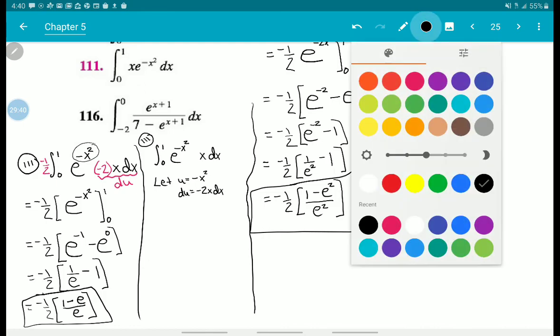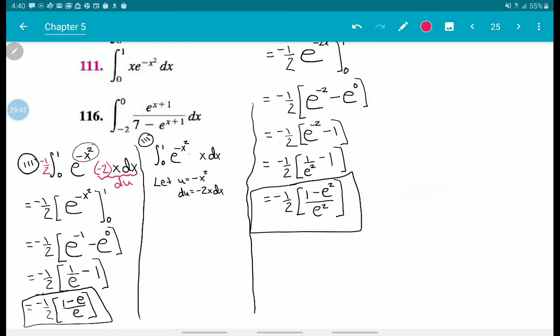So this is where we would say we're missing that negative 2. We can multiply it in as long as we compensate with a negative 1/2. So then when we do our rewrite, we would have negative 1/2 times the integral of e to the u times du. That negative 2x gets absorbed into that du. But this is where we have to figure out bounds. So let's do that over here.